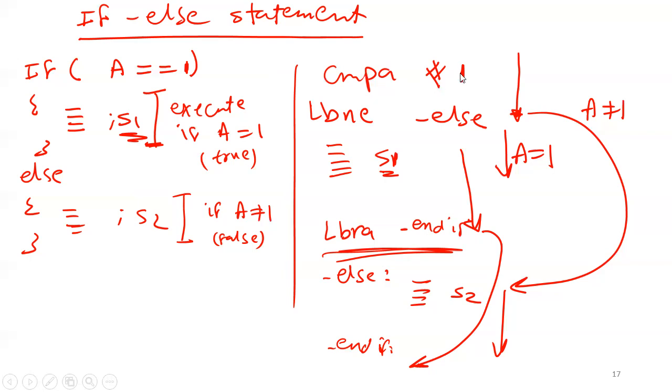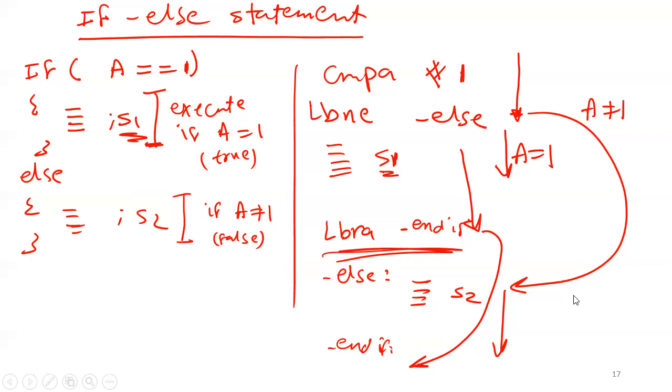Compare A to 1. If it is not equal to 1, that means the condition is false, so go to else. Look here, I'm going to come to here. If A does not equal 1, I'm going to come here to else. Otherwise, if A equals 1, I'm going to go this way, right? So the only way to come to else is if A does not equal 1. That's the logic I want: to execute this one if it is not equal.